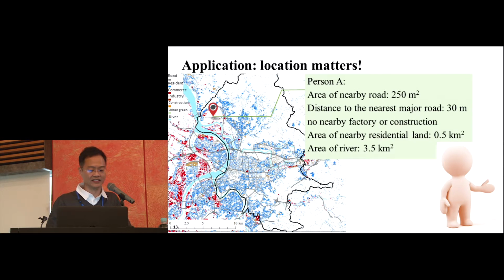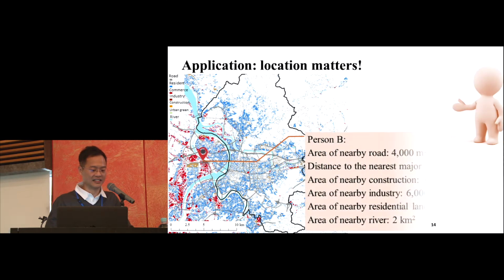Area of a river is 3.5 square kilometers. So obviously, maybe he lives in a little rural countryside in a city. We use our models to estimate the PM2.5 exposure, and the estimated annual concentration will be 6.6 micrograms per cubic meter.